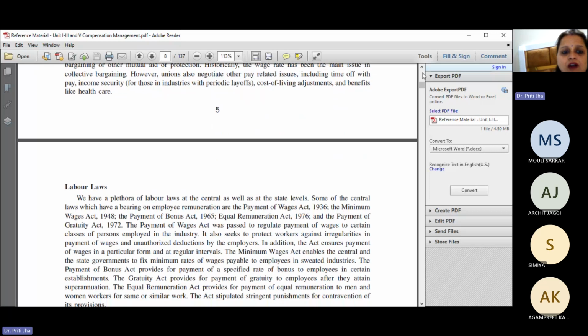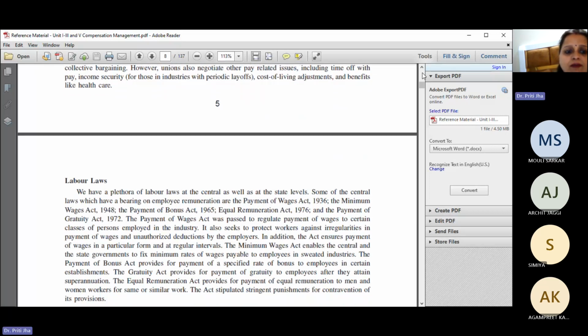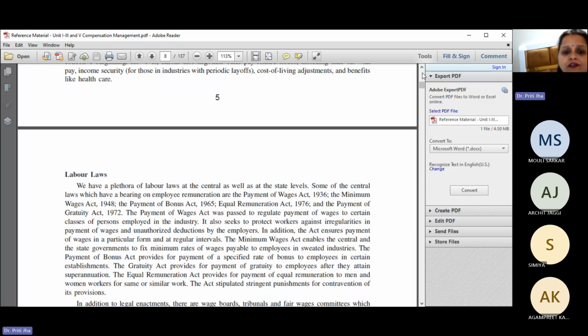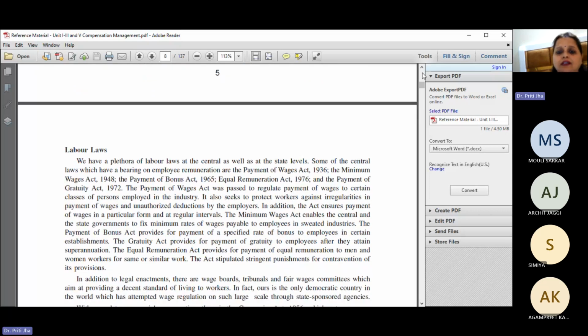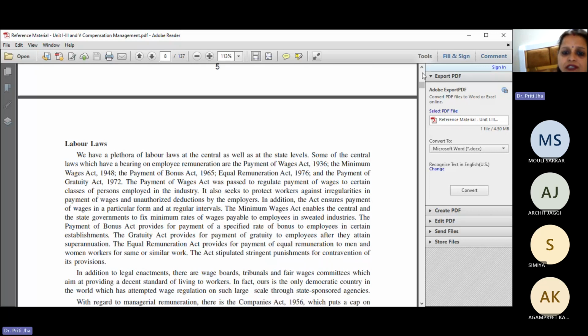Next, labor law. In India, we have a plethora of labor laws at the central as well as the state levels. Some of the central laws which have a bearing on employee remuneration are the Payment of Wages Act 1936, the Minimum Wages Act 1948, the Payment of Bonus Act 1965, Equal Remuneration Act 1976, and Payment of Gratuity Act 1972.